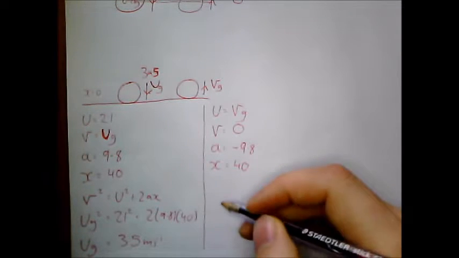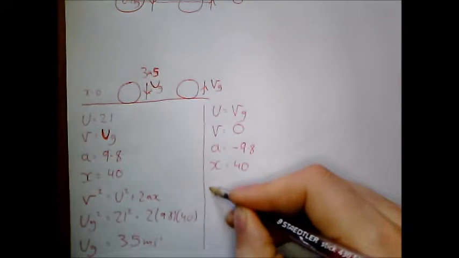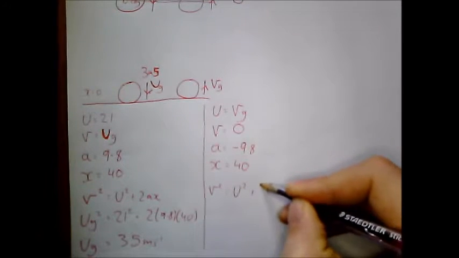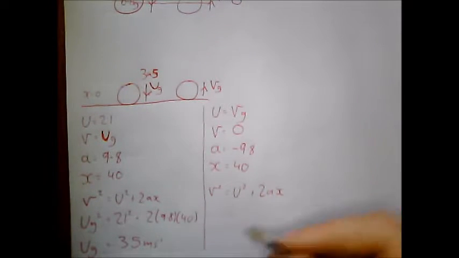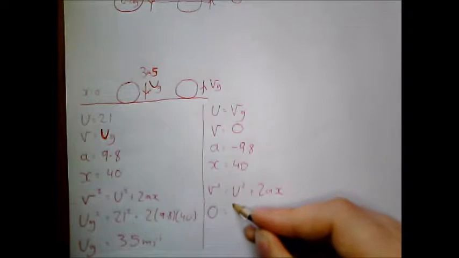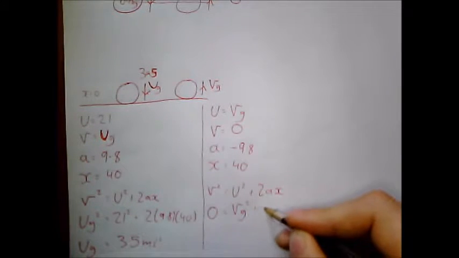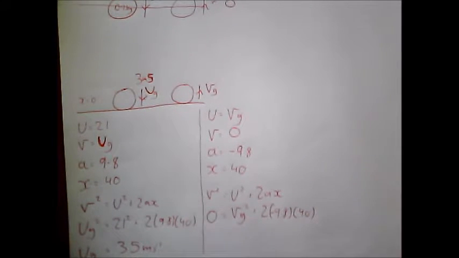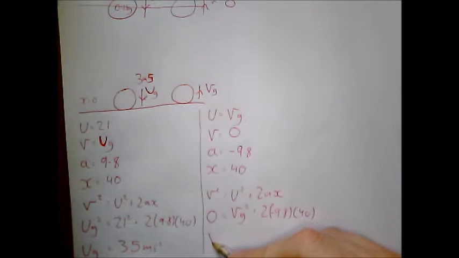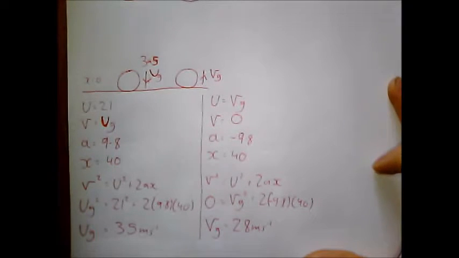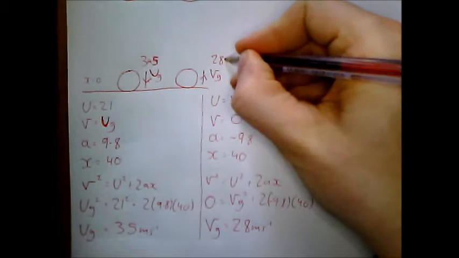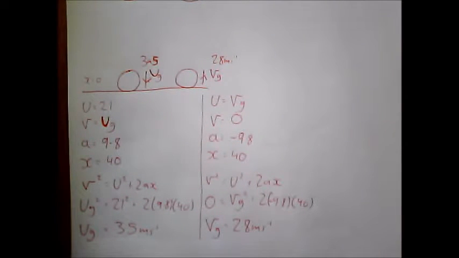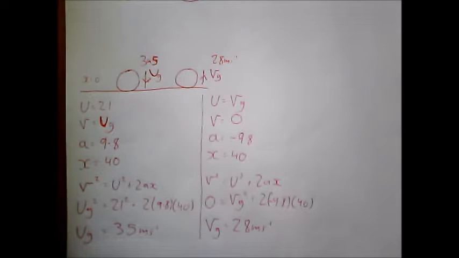So, once again, using V squared equals U squared plus 2AX, we get 0 equals VG squared plus 2 lots of negative 9.8 lots of 40, and you should find Vg to now be 28 meters per second. So this is now 28 meters per second. And now we have enough information to find the coefficient of restitution.